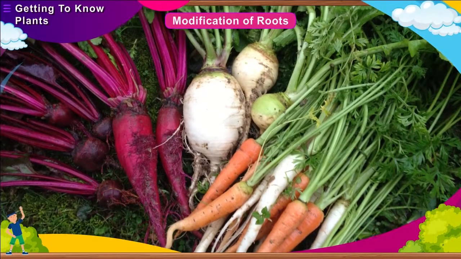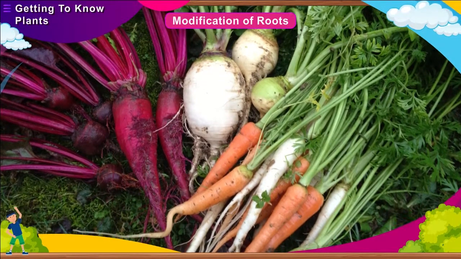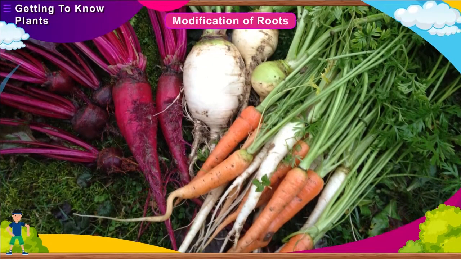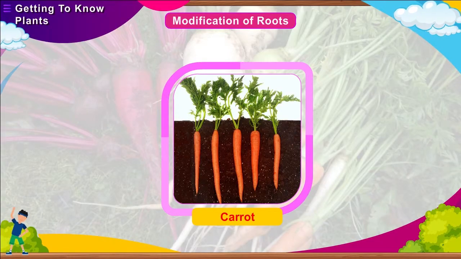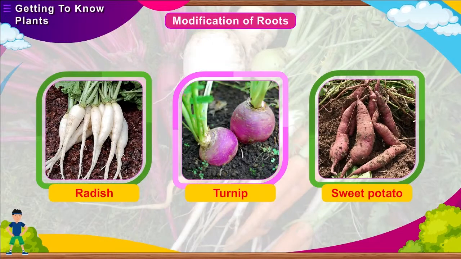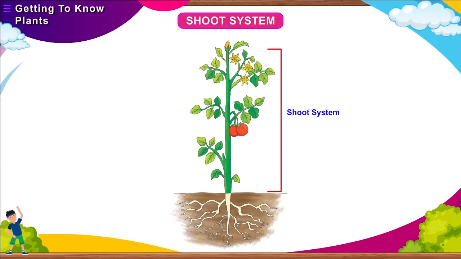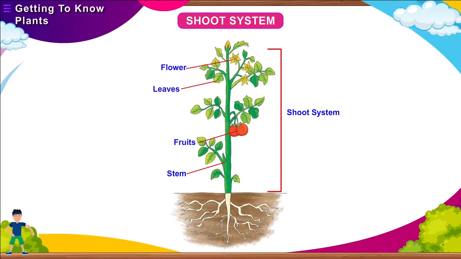Modification of roots. In some plants, roots are modified to store food for the plant. For example, carrot is a modified taproot for storing food for the plant. Other such modifications are in radish, turnip, sweet potato, and so on. Shoot system. The part of the plant above the soil is called the shoot system. The shoot system includes the stem, leaves, flower, fruits, and so on. Let us discuss these in detail.